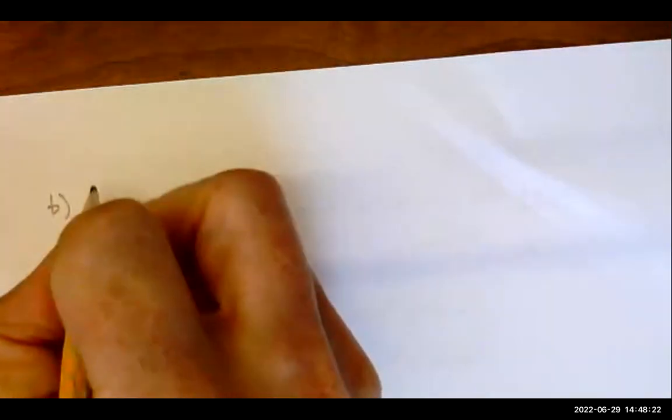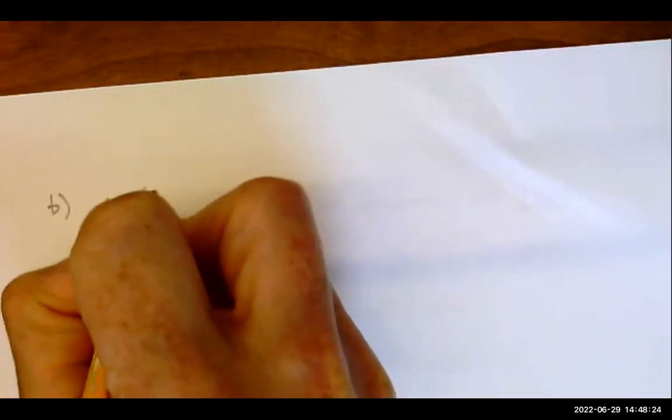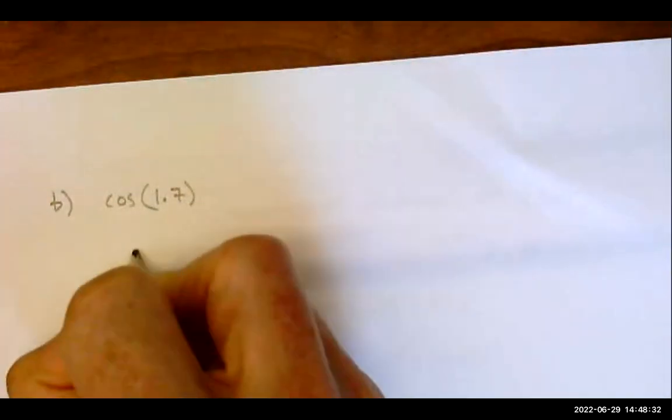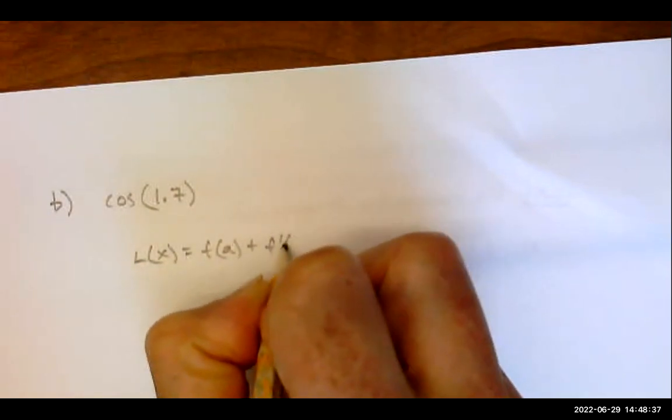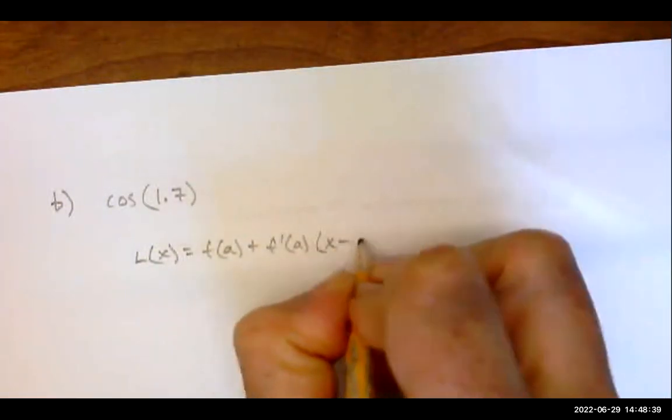Plenty accurate enough for any purpose somebody might have if they're building something, measuring some angles or whatever. Okay, number 2. We're going to check out the cosine of 1.7. Again, I'm going to write out our formula just so we know what our goal is here, and we can put together all the pieces.